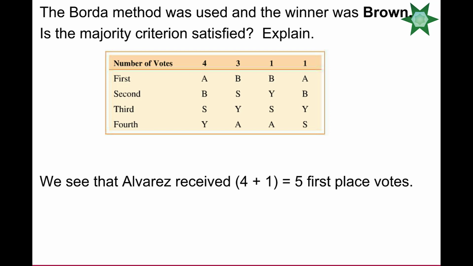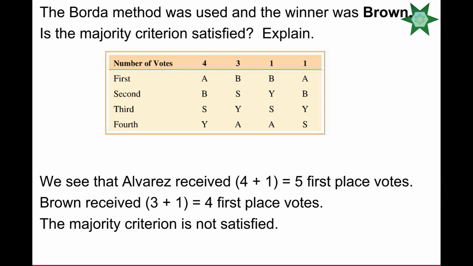The majority criterion, let's look at the first place votes. Alvarez had 5 first place votes. Brown had 4. Majority criterion was not satisfied because Brown did not have the majority of the first place votes.